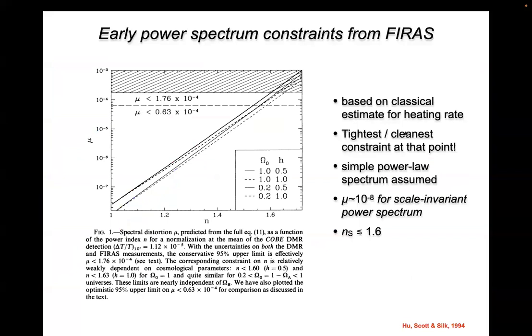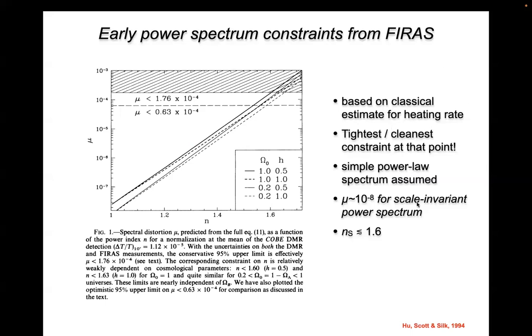And this process was already used back in the days with COBE-FIRAS data to constrain the spectral index of scalar perturbations. This is work by Wayne Hu, Douglas Scott, and Joe Silk, where, knowing the anchor they had at large scales from COBE DMR, they could say that given the level here, the power spectrum slope cannot be much larger than 1.6, precisely using this dissipation of acoustic modes as a constraint.